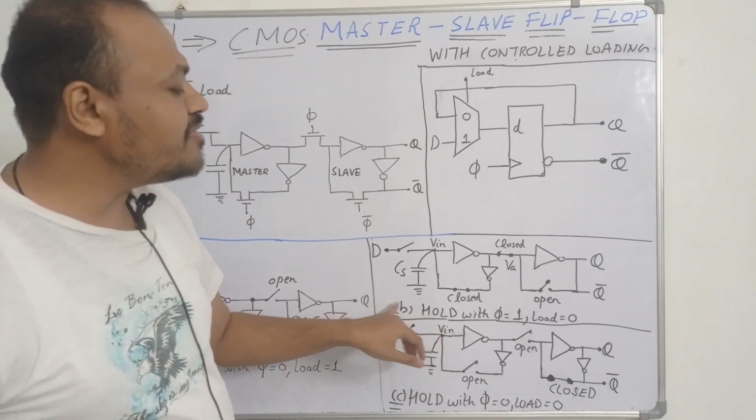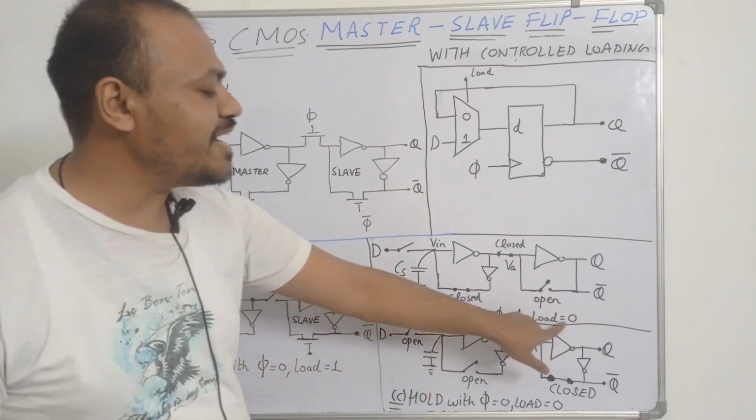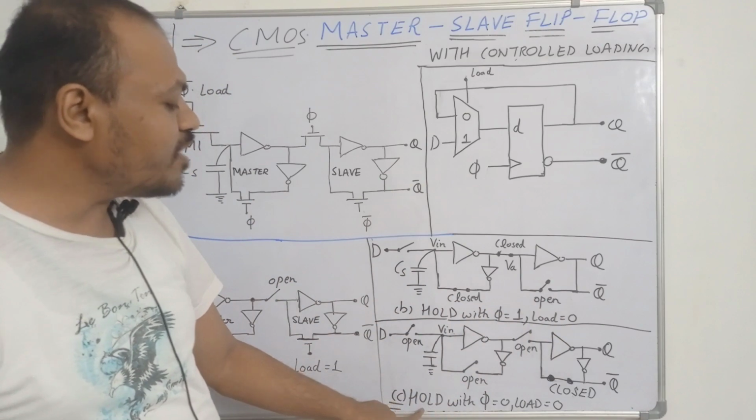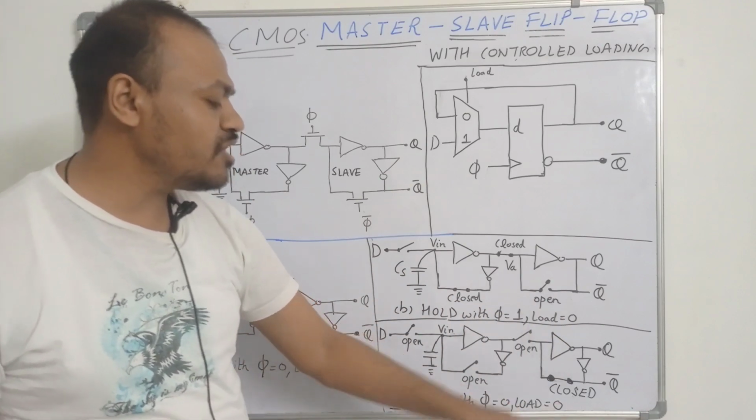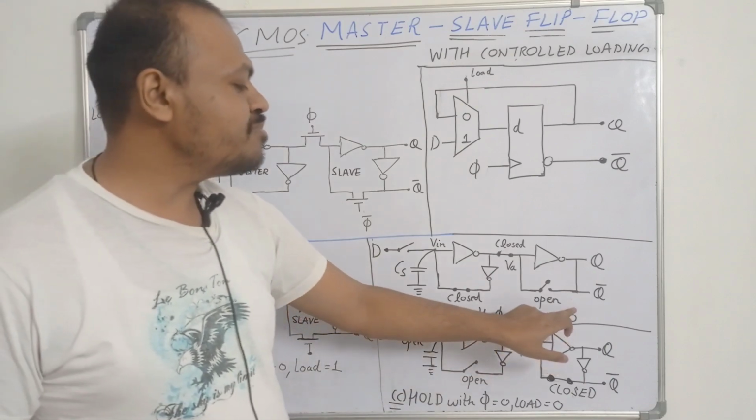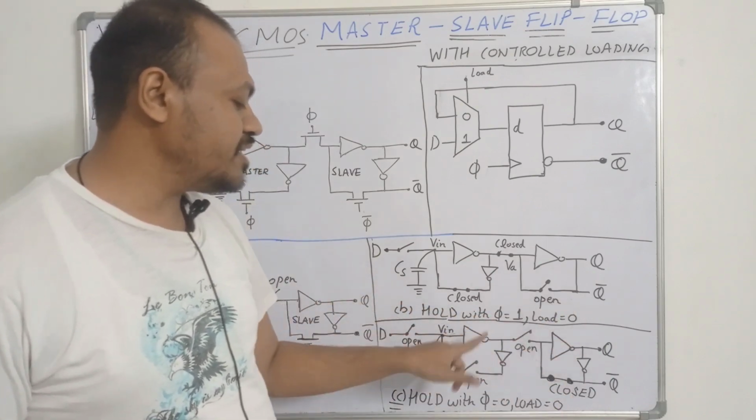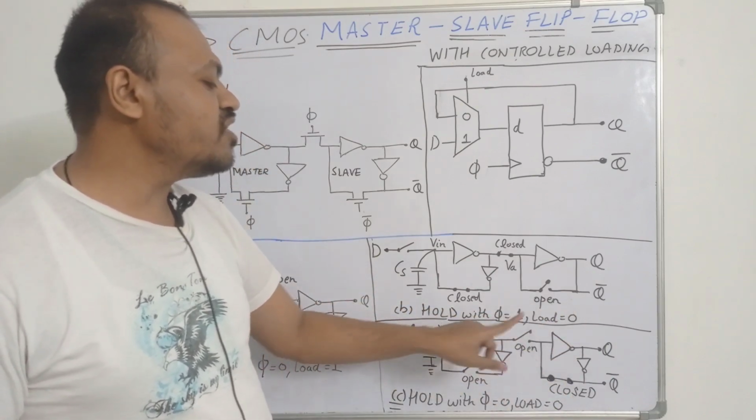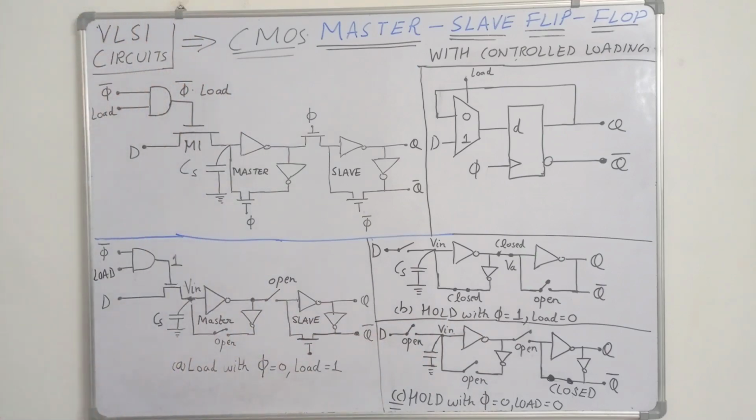So either hold will happen with phi equal to 1 and load equal to 0, or hold will happen with phi equal to 0 and load equal to 0. So obviously in both these cases load will be equal to 0, and phi can be equal to 0 and phi can be equal to 1.